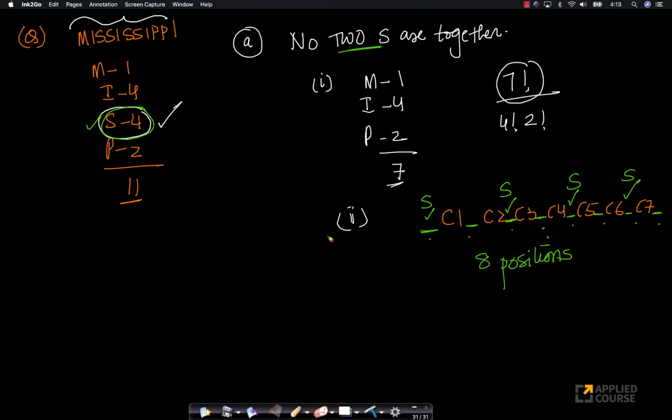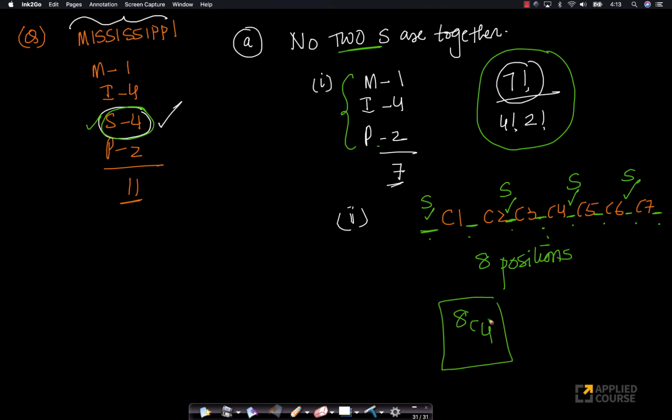So in the second part, these are the number of ways I can arrange the rest of the 7 characters except S. Now I can place S in these 7-length strings such that no 2 S are together in 8C4 ways. Why is it not 8C4 into 4 factorial? Because all these S's are the same character. It's a repeated character. Don't forget that.